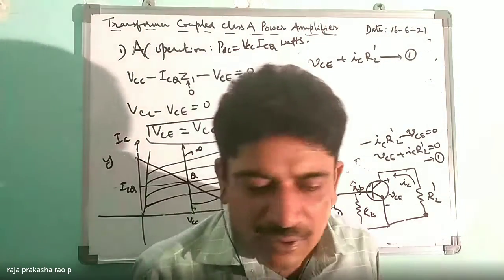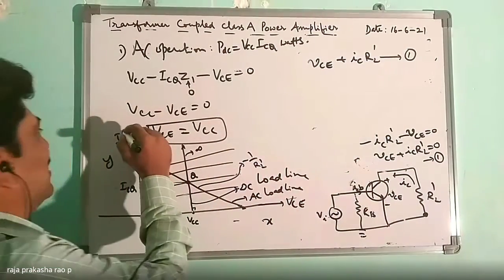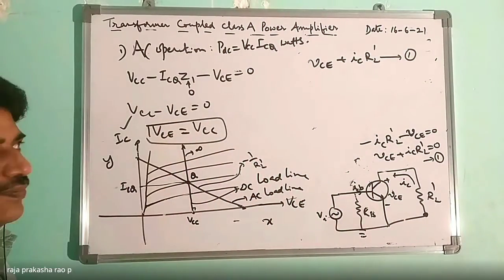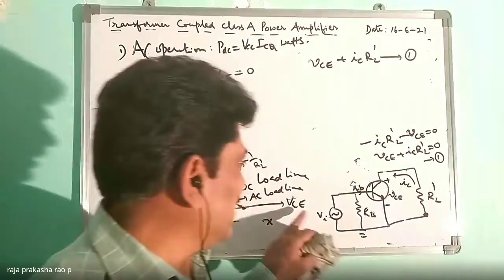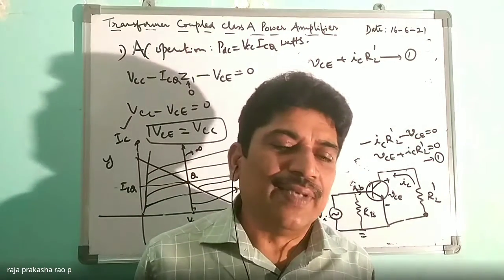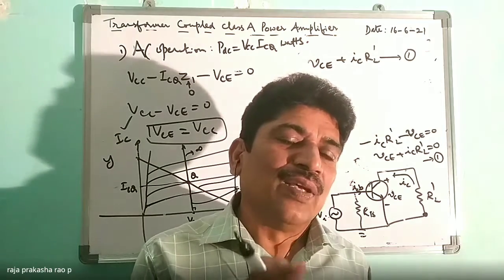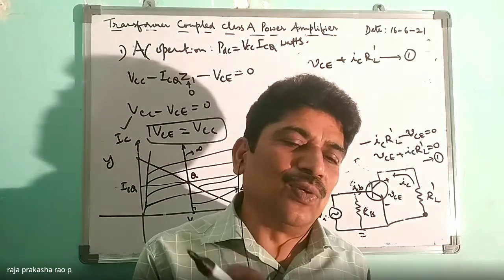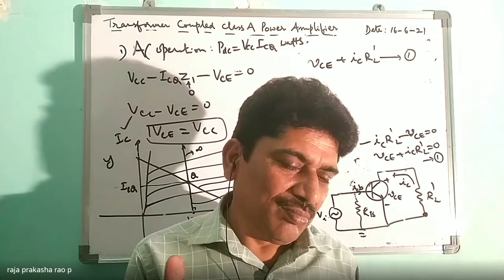But I have told you that this IC, what is this IC? This IC varies about what? IC varies about ICQ. And this VCE, capital VCE, varies about what? It varies about the quiescent value Q, VCEQ. Do you remember all these things? Yes or no?